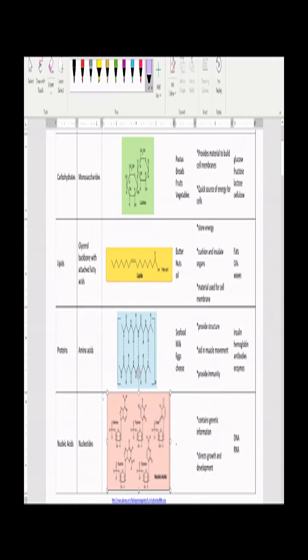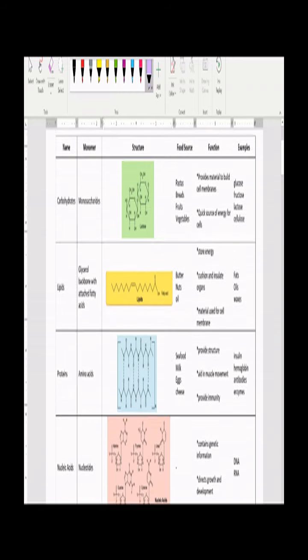Again, we don't really obtain these nucleic acids, or nucleotides, from a food source. They're just a part of us, our genetic makeup. They contain our genetic information, and that's used to direct our growth, our development, and lots of different things that occur within our bodies. The examples of those are DNA and RNA.